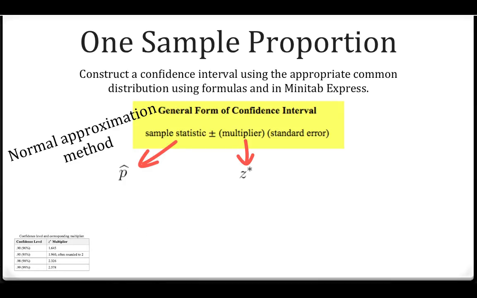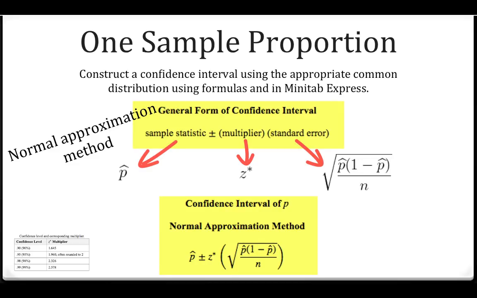The standard error for one sample proportion is equal to the square root of p hat times 1 minus p hat divided by n. We can take these values now and plug them into that general form of a confidence interval. This gives us the formula for constructing a confidence interval for p using the normal approximation method. Again, this is p hat, the sample statistic, plus or minus the z multiplier from the z distribution, times the standard error.